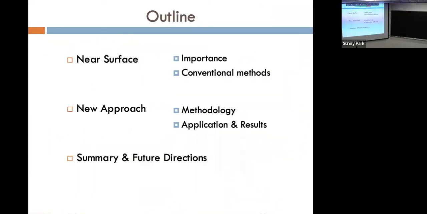So the overall outline of this talk is going to be, first, why we care about shallow structure. Then I'll talk about some of the conventional methods, and I'll introduce this new approach and apply it to real data sets. And then I'll summarize.